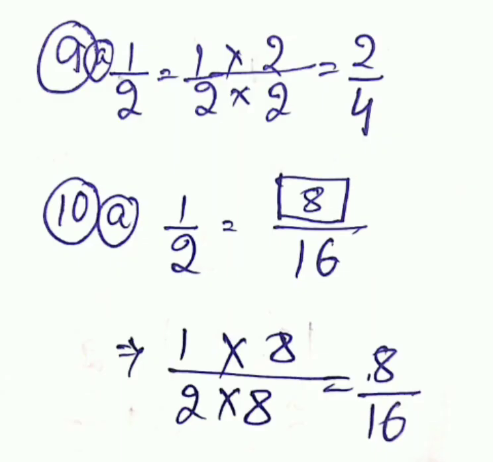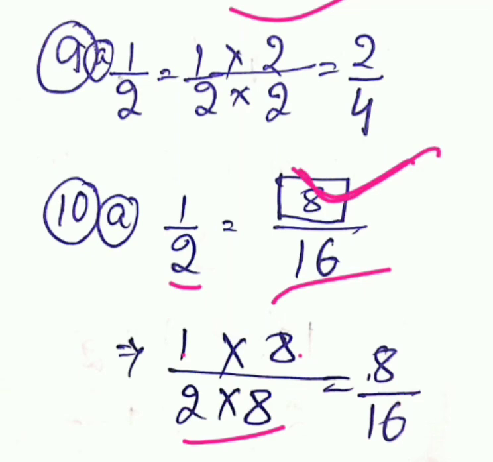So students, here number 9 I have done for you. Like this you have to write. And question number 10. 1 by 2. 1 8s are 8. That means 2 8s are 16. So it will be 8. Like this you have to solve.